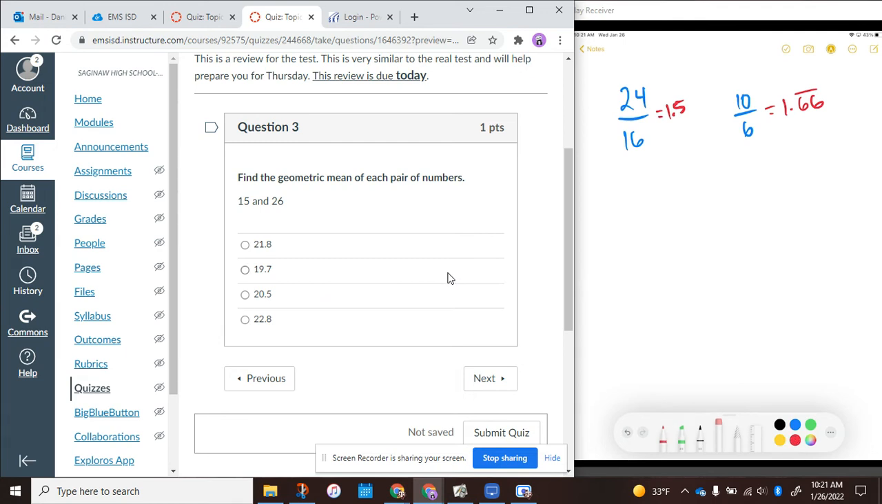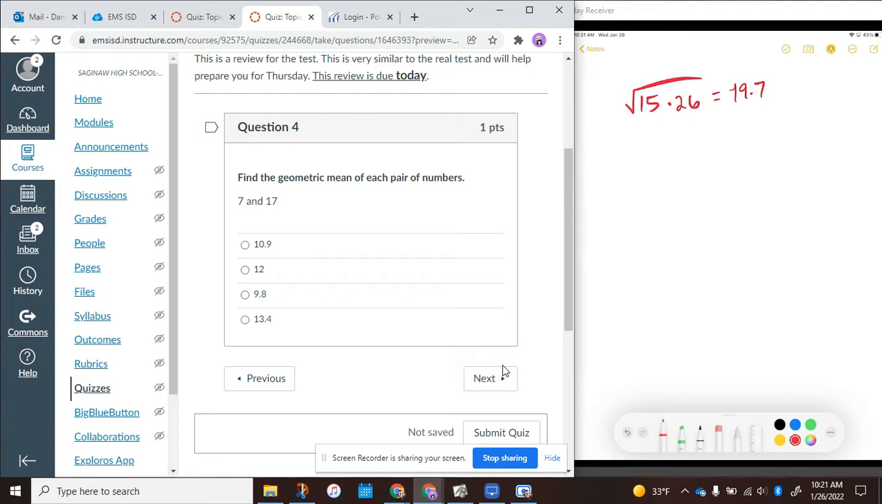Question number 3 is pretty simple. Okay, you'll remember this from when we took the notes that the process for finding the geometric mean is really pretty easy. Okay, you're going to take your two numbers, 15 and 26, you're going to multiply them together, 15 times 26, and then take the square root. Okay, that is something you can plug into the calculator exactly as it is. Hit the square root, and then 15 times 26. The answer we get is about 19.7 roughly. And that's what we have right there, this option 19.7. There we go.